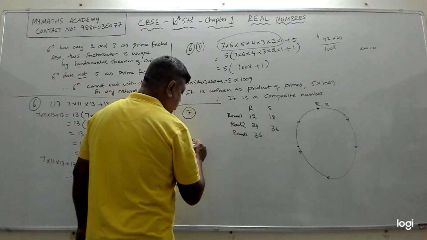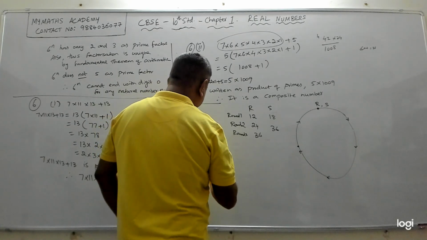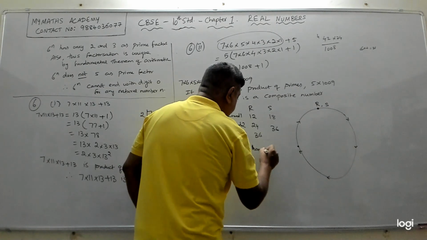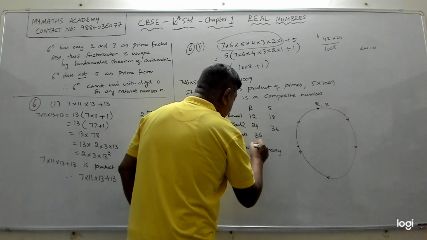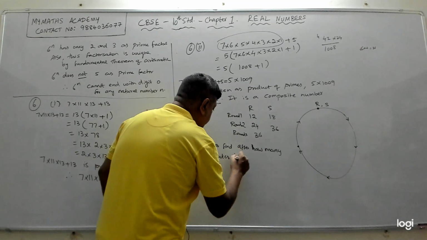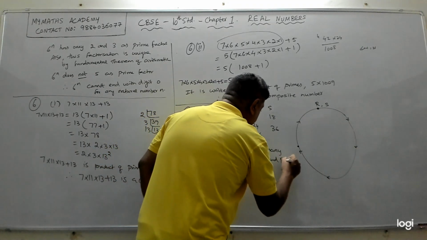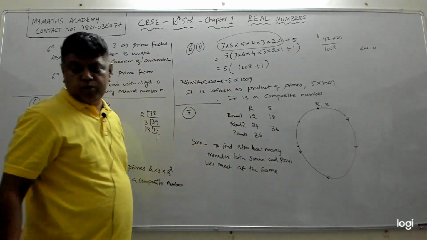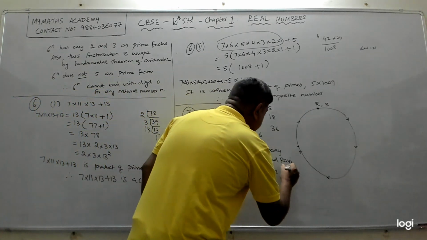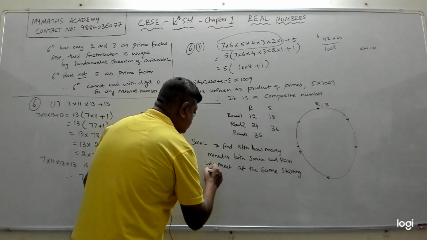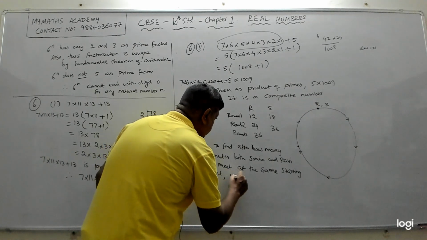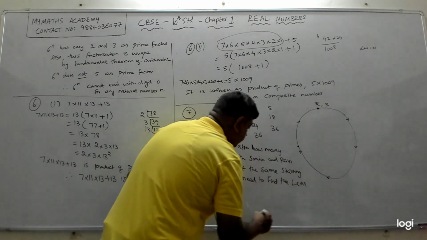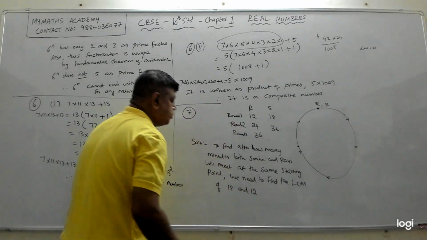So the solution for this is, to find after how many minutes both Sonia and Ravi will meet at the same starting point, we need to find the LCM of 18 and 12. We have to find the LCM of 18 and 12.